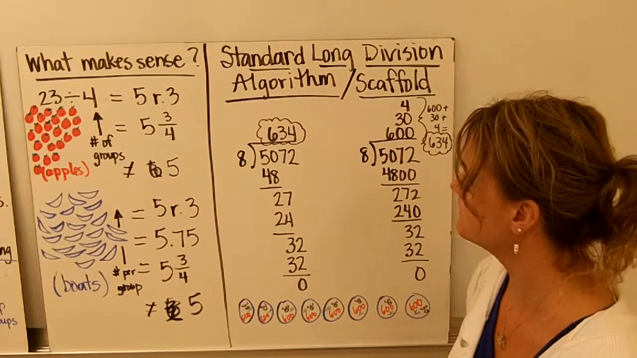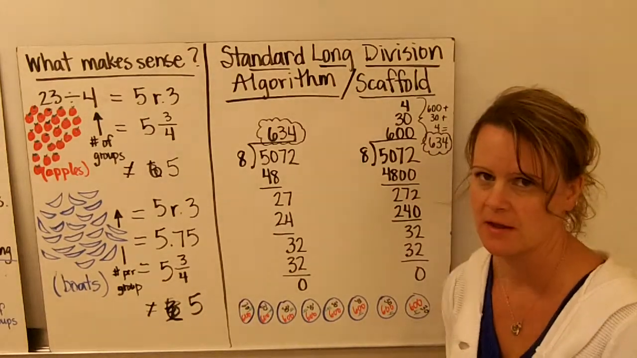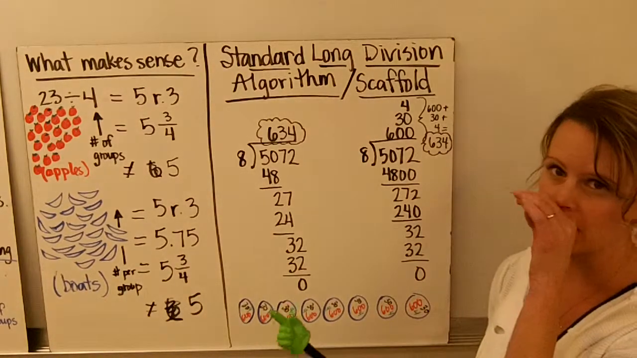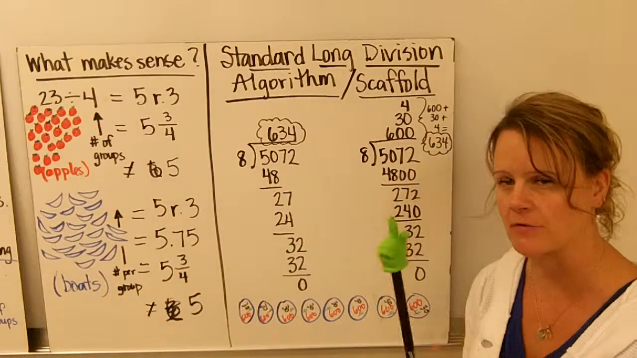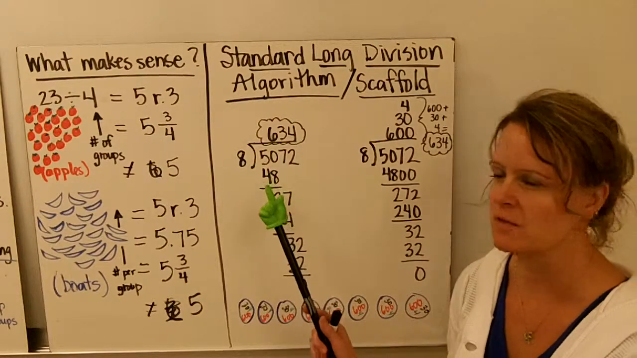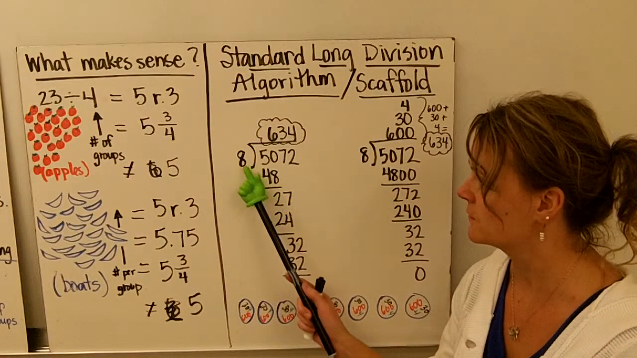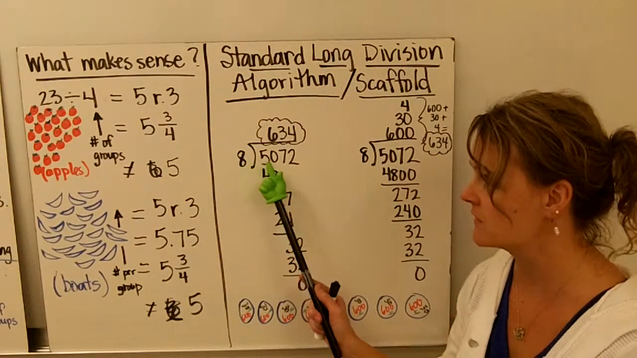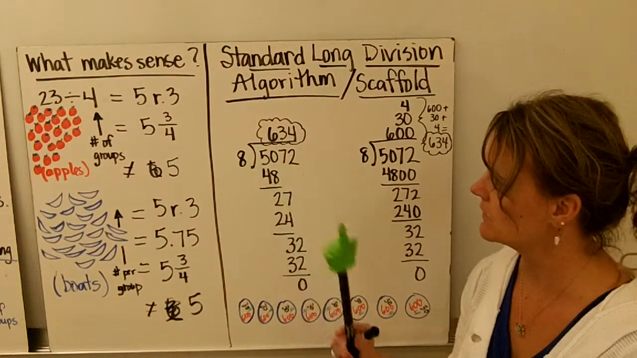Okay, so now let's talk about the standard algorithm for long division, and also the scaffold method, and really how those two go together. So this is the standard algorithm, and a lot of times the way that we learned it in school was we would ask ourselves, how many 8s go into 5? Well, 8 doesn't go into 5.